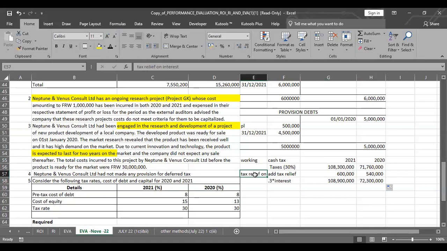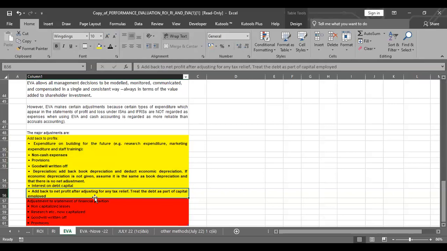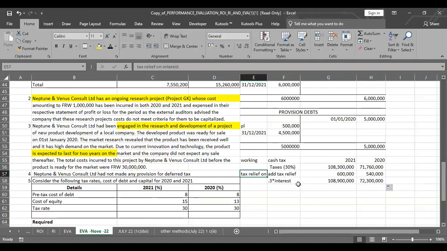Why? Remember, again, if you remember very well, we said here, add to the net profit after tax adjustment any tax relief treatment, which is what I'm doing. If you check, this is the idea which I'm trying to fix there. Why do they add back? They add back because the idea here is they are trying to make sure that they consider that there will be wachacha. Remember, wachacha reduces interest again.